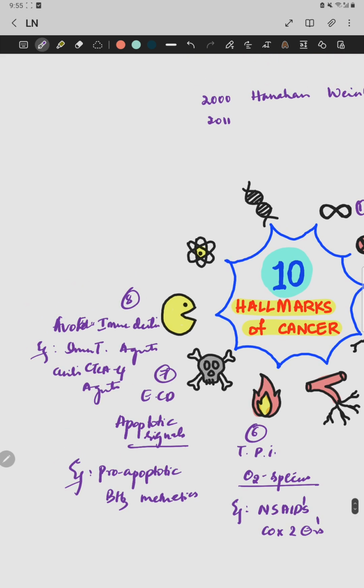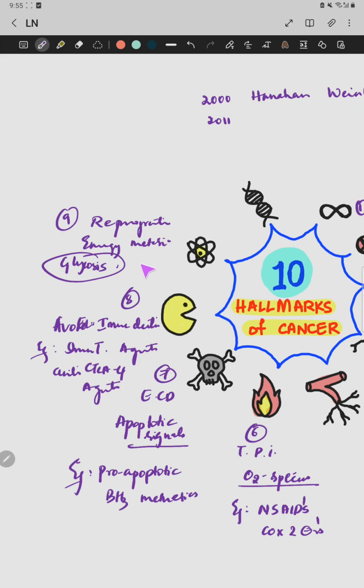Now next, the ninth one is reprogramming energy metabolism. What happens here is cancer cells carry out glycolysis even in the presence of oxygen. Glycolysis intermediates are used in biosynthetic pathways. To target this, we can use aerobic glycolysis inhibitors.